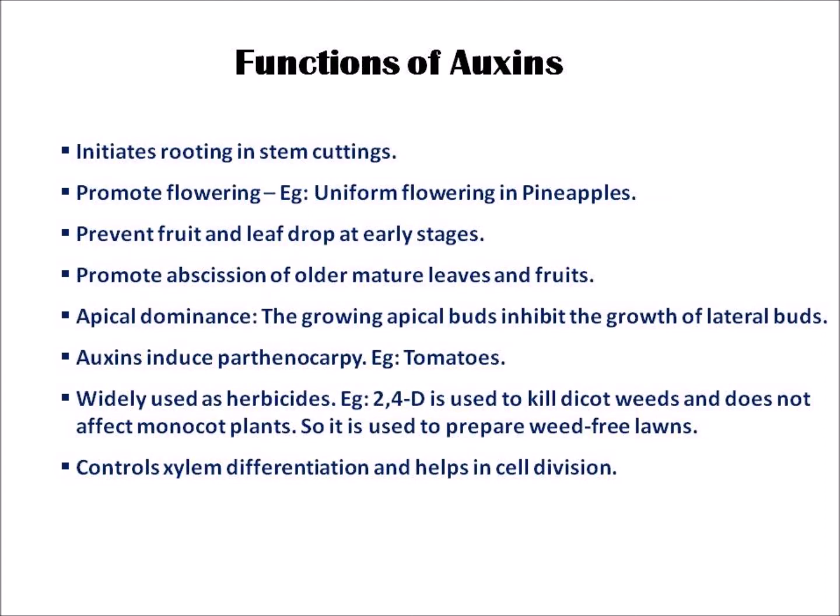Auxins initiate rooting in stem cuttings, promote flowering, for example uniform flowering in pineapples, prevent fruit and leaf drop at early stages, and promote abscission of older mature leaves and fruits. Apical dominance: the growing apical bud inhibits the growth of lateral buds. Auxins induce parthenocarpy, for example in tomatoes, and are widely used as herbicides. 2,4-D is used to kill dicot weeds and does not affect monocot plants. So it is used to prepare weed-free lawns. Auxins also control xylem differentiation and help in cell division.